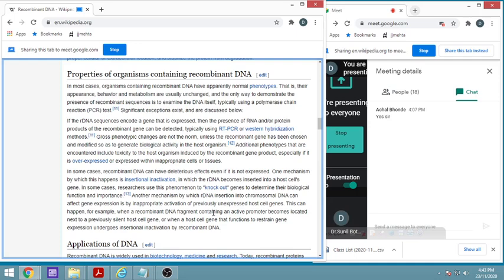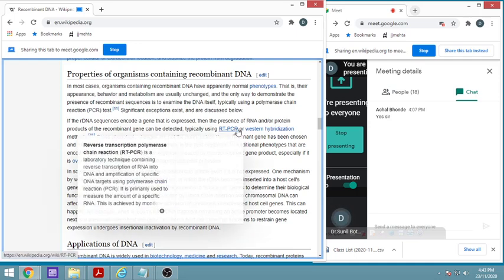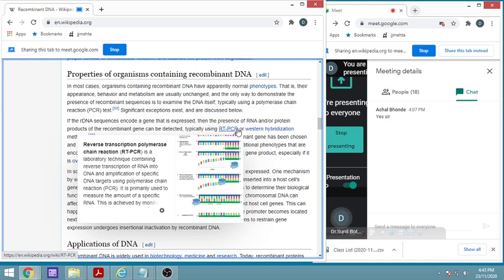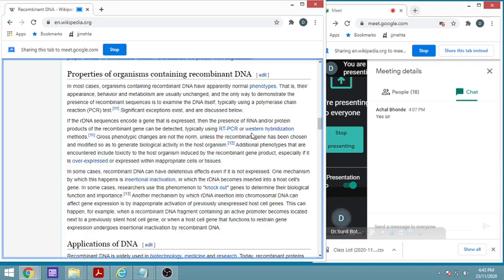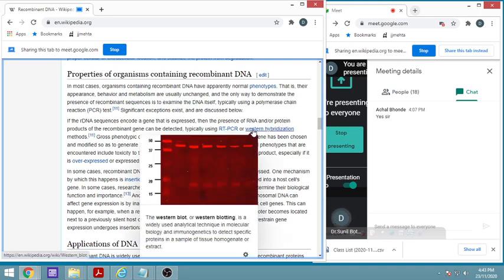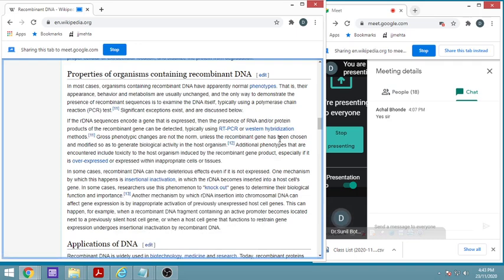We can check it using RT-PCR, that is reverse transcription PCR, which will show any changes in the phenotype. Or Western hybridization technique, or Western blotting, can be used. That means the various proteins which are there, the changes in the protein can be seen with it.